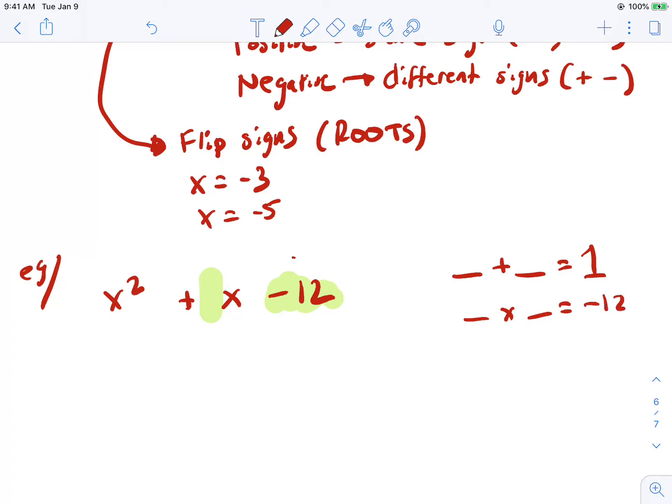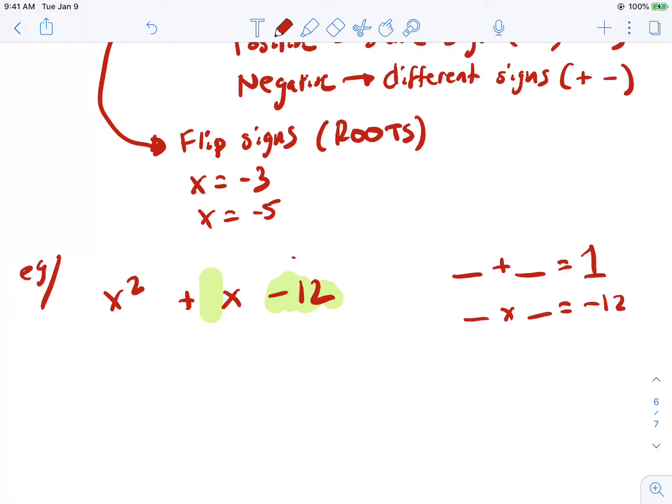And let's take a look. What does this negative sign mean? It means that one number is going to be positive and one number is going to be negative. How do I know that? Well, I wrote it right there. Negative means our two numbers are going to have different signs. Okay, looks good. So what could our two numbers be?